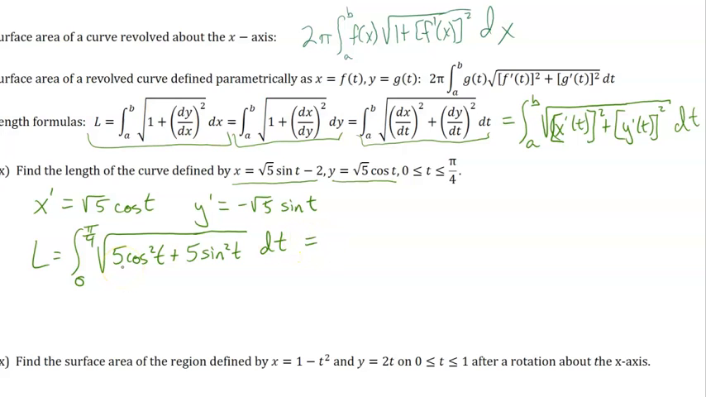You guys agree with that? Did you follow what he did? We can factor out a 5. It stays under the radical, but we can factor out a 5. And then we're left with cosine squared plus sine squared, which is a Pythagorean identity. That is equal to 1, so we just have root 5 times 1 dt.